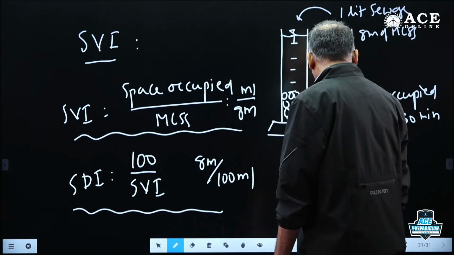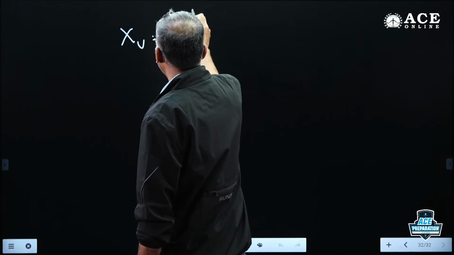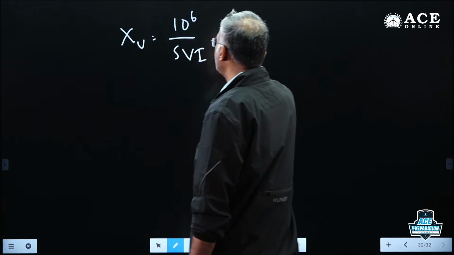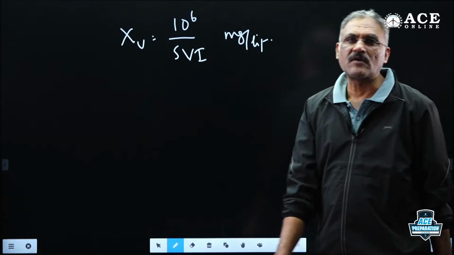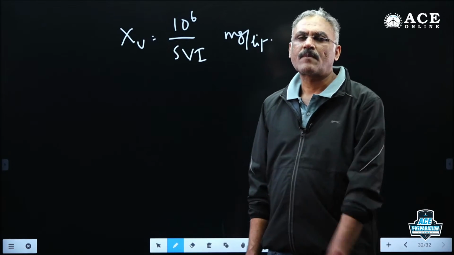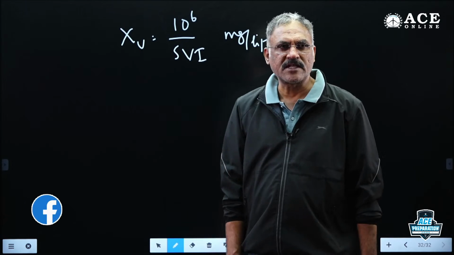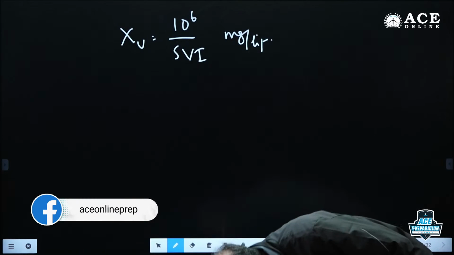Using sludge volume index, you can also find out XU. So this XU is equal to 10 power 6 by sludge volume index. XU value we calculate in milligram per liter. So this many number of things we can work out using that sludge volume index experiment. XU you can find out, sludge density index you can find out. So this is how he is asking questions in the exam.